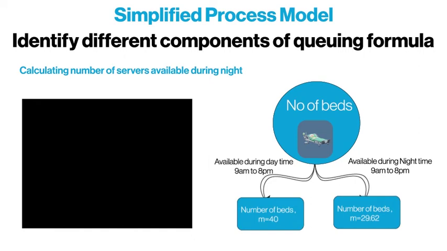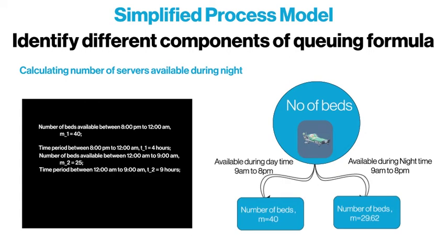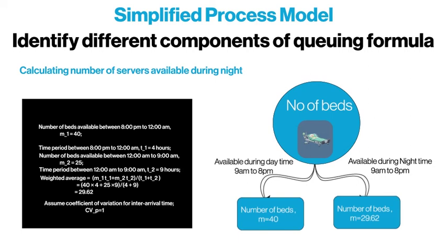How do I get to this number? Well, for 4 hours, there are 40 rooms available from 8 p.m. to 9 a.m. And then 15 of those beds are closed for 9 hours. So there's only 25 beds available for 9 hours. I take the weighted average, and that gives me 29.62 servers during that nighttime period. We're also going to assume that the coefficient of variation for the inter-arrival time is equal to 1.